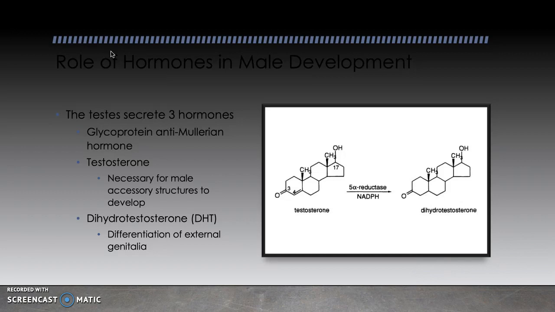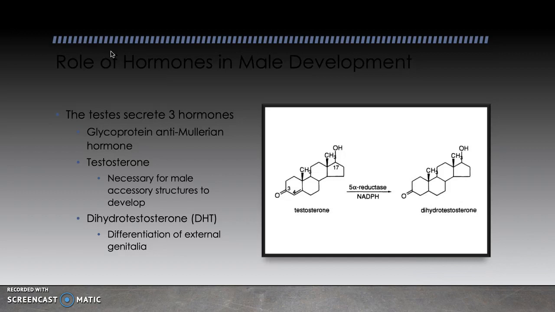The testes secrete 3 hormones. The first is a glycoprotein, anti-Mullerian hormone, that causes the Mullerian ducts to regress and become not functional. This is the AMH, anti-Mullerian hormone. They also secrete testosterone, which is a well-known steroid hormone necessary for male structures to develop, including the epididymis, vas deferens, and seminal vesicle, and it also aids in the migration of the testes from the abdomen to the scrotum.